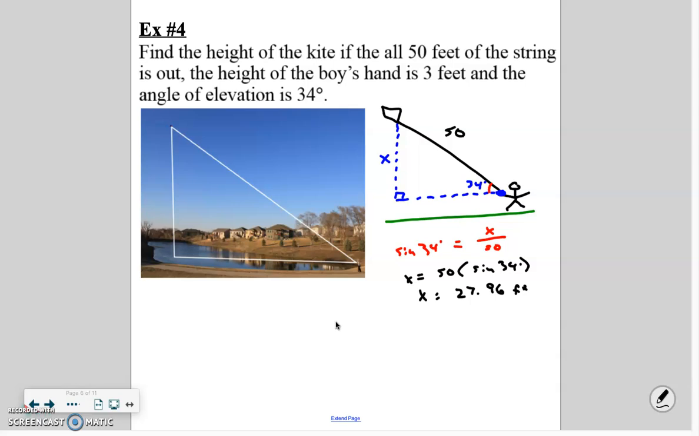Why? Yeah. No, it's in feet. So think about it. 27.96 feet represents the vertical height. How high vertically is the kite above the boy's hand? Well, the boy's hand isn't at ground level. He's 3 feet off the ground, isn't he? So if we determine that the kite is 27.96 feet above the boy's hand, don't we have to add 3 feet to figure out how high the kite is off the ground? So the final answer is going to be 30.96 feet.